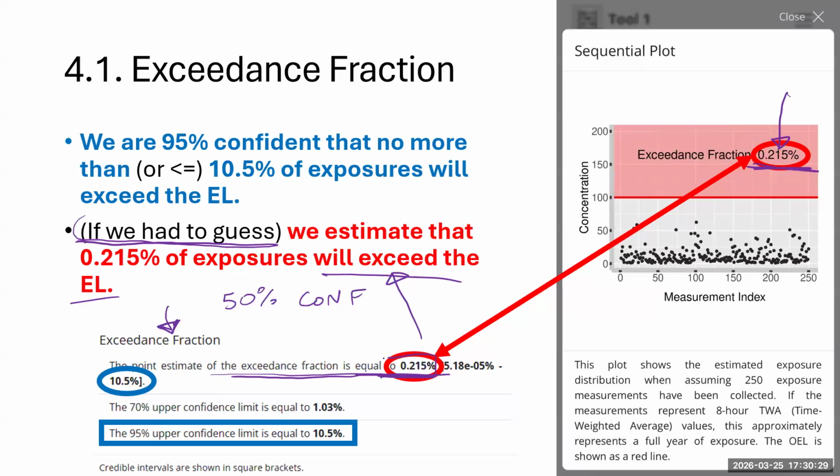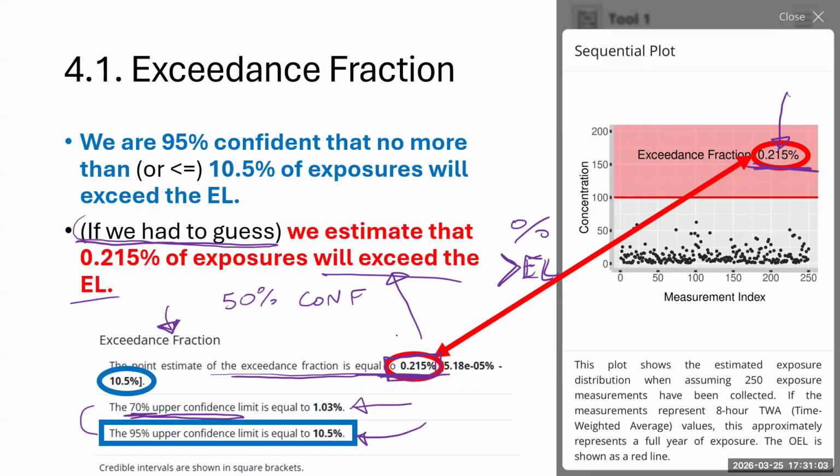If I was going to report something, I guess I would either report this or I might report this number here. Some companies are interested in that 70% confidence interval, or upper confidence limit, and so you may be wanting to report one of these as well. But the point here is that this gives you an idea of the percent of exposures that are greater than your exposure limit. What percent of exposures are greater than your exposure limit?